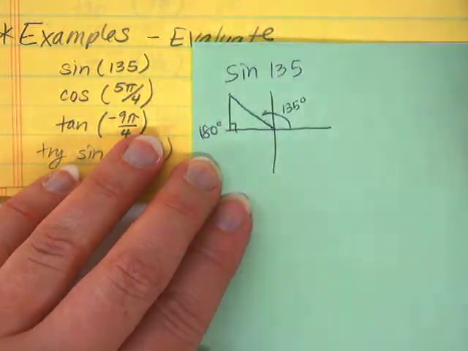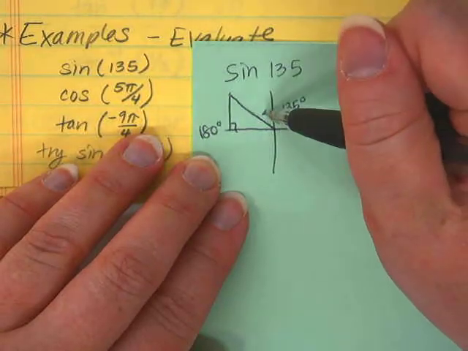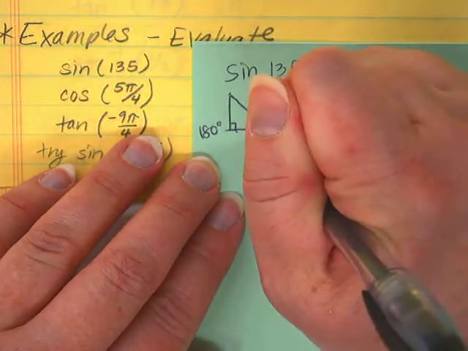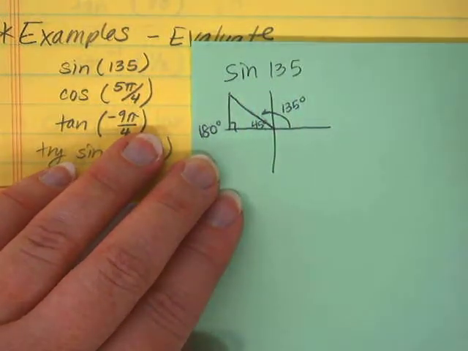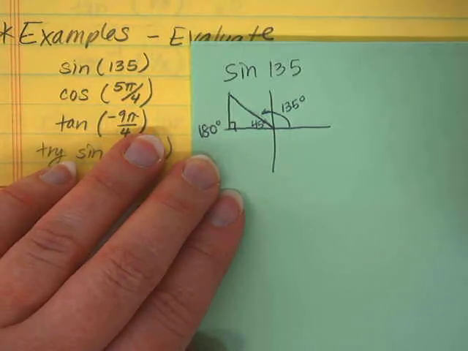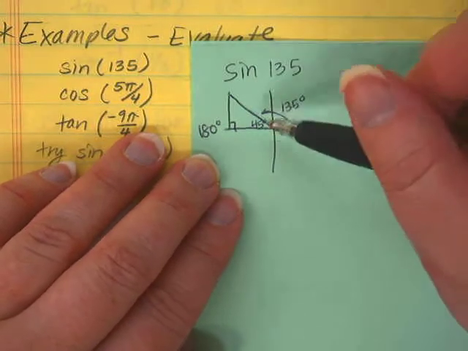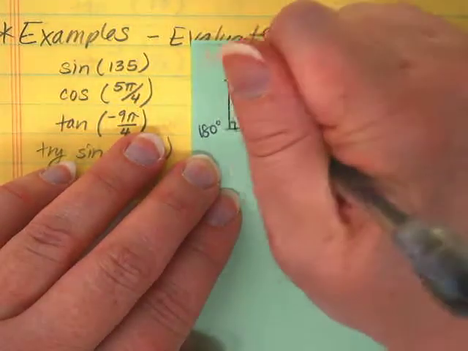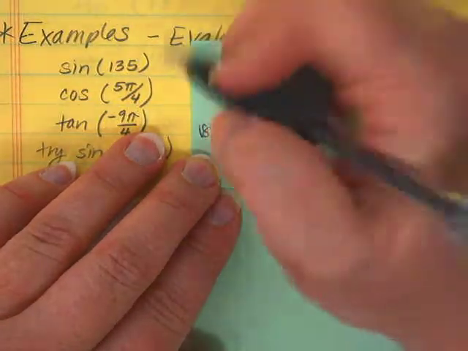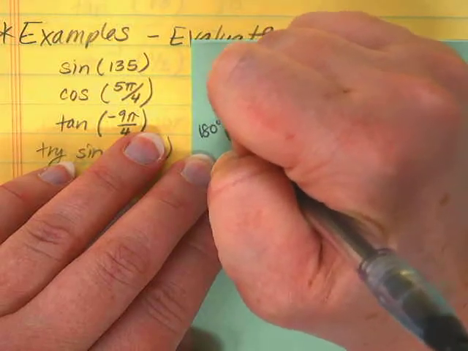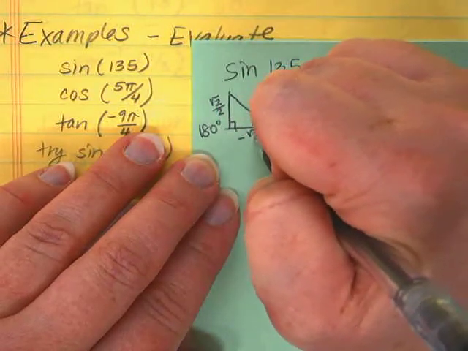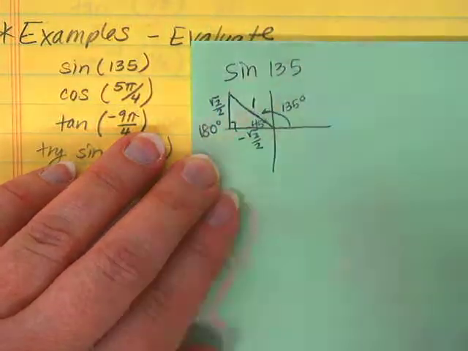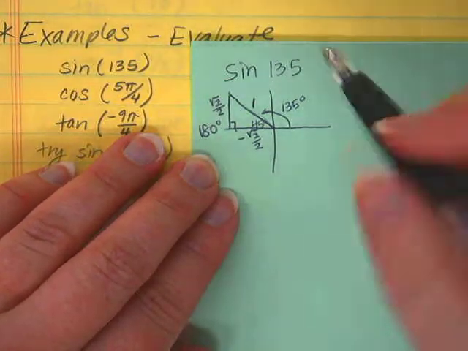This is 180. So to get from 135 to 180 is 45 degrees. So doesn't that triangle actually just have a 45-degree angle in it? Right? So this is a 45, 45, 90 triangle. So if the hypotenuse is 1, the opposite leg is square root of 2 over 2, and the adjacent leg is negative square root of 2 over 2, because it's an x value that's going negative.